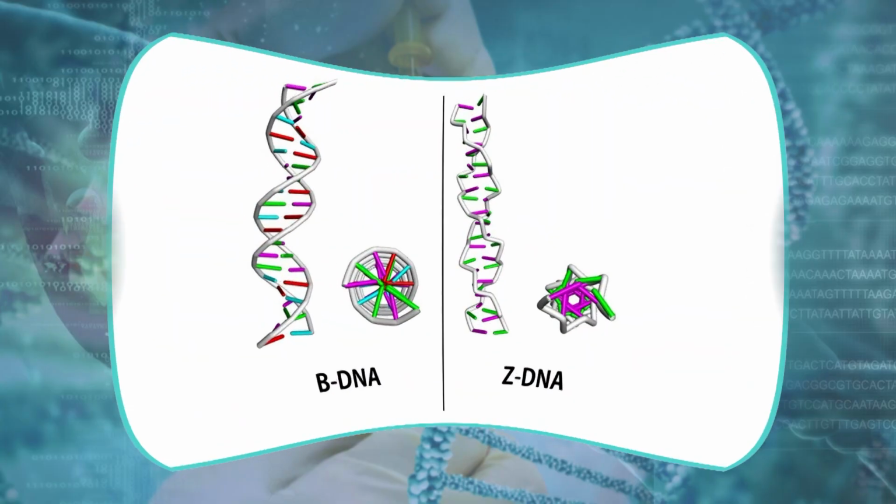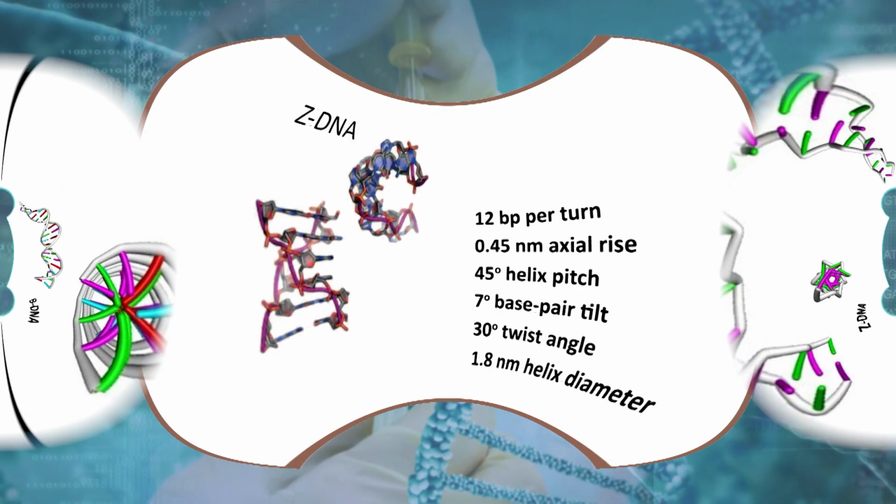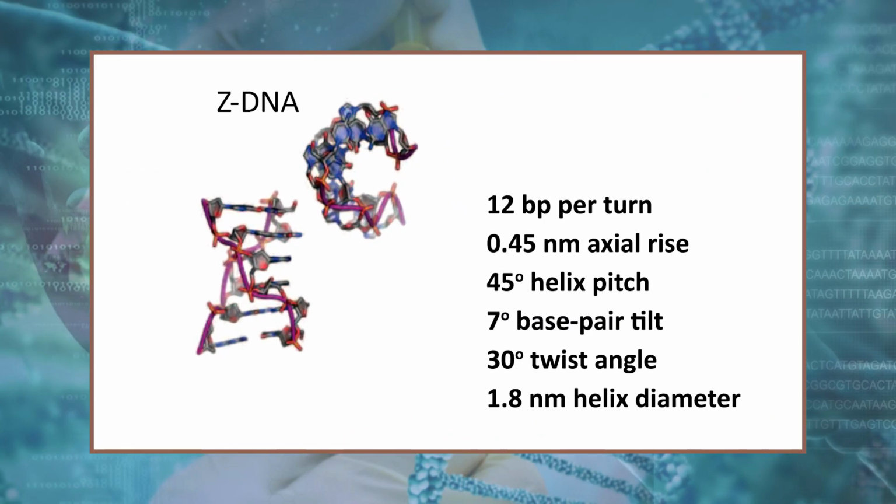It is long and thin as compared to B-DNA. It has 12 base pairs per turn as compared to 10 base pairs in B-DNA, and it has 0.45 nanometer axial rise, 45 degree helix pitch, 7 degree base pair tilt, 30 degree twist angle, and a 1.8 nanometer helix diameter, as compared to 2 nanometer diameter in case of B-DNA.